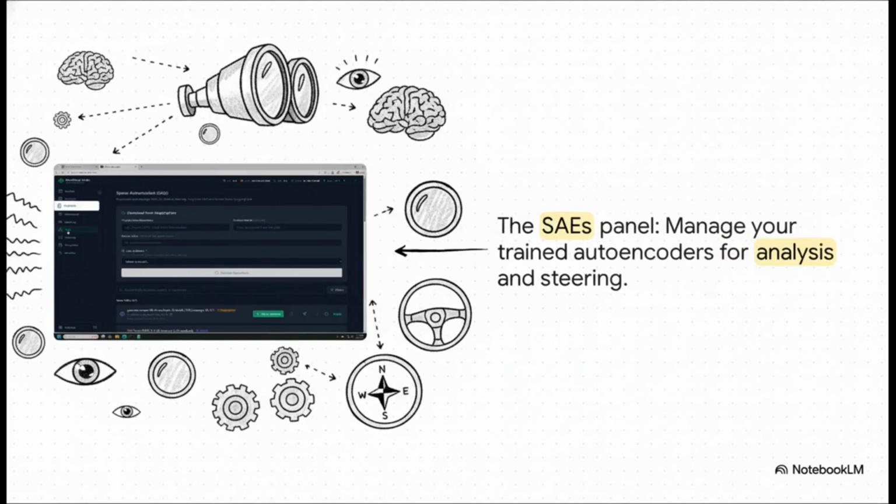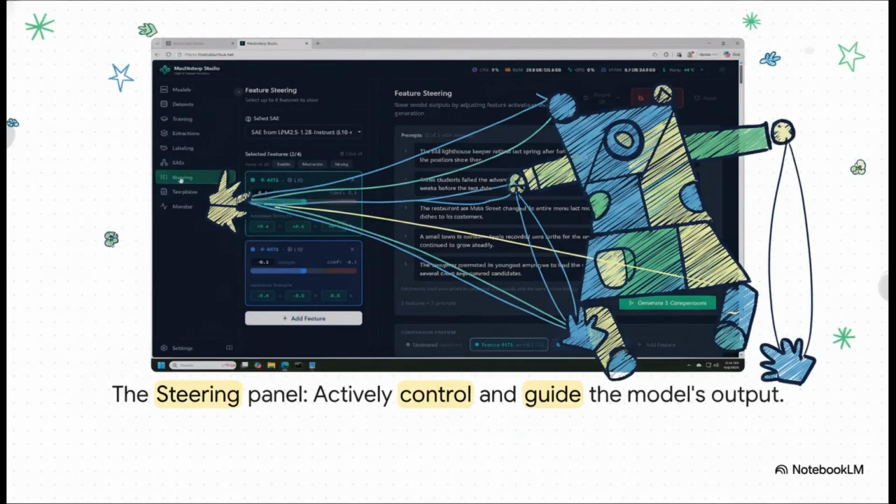So once you've trained one of those feature finders, and we'll talk about what that is in a sec, it lives right here in the SAEs panel. You can think of these as your personal set of custom-made lenses, each one designed to let you see one specific thought inside the AI. Okay, this is where it gets really exciting. The steering panel doesn't just let you see the features, it actually lets you control them. You can actively influence what the AI is going to say and do. It's kind of like finding the puppet strings.